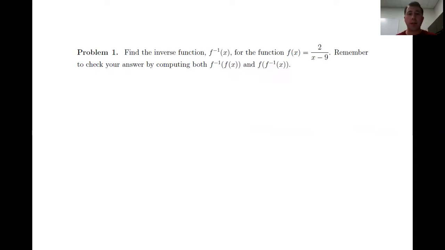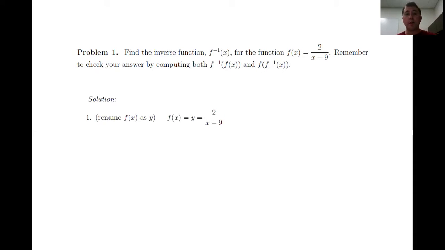Let's take a look at this problem. Find the inverse function, f inverse, which we denote with f with a superscript -1, for the function f of x equals 2 over x minus 9. Remember to check your answer by computing both f inverse of f and f of f inverse.